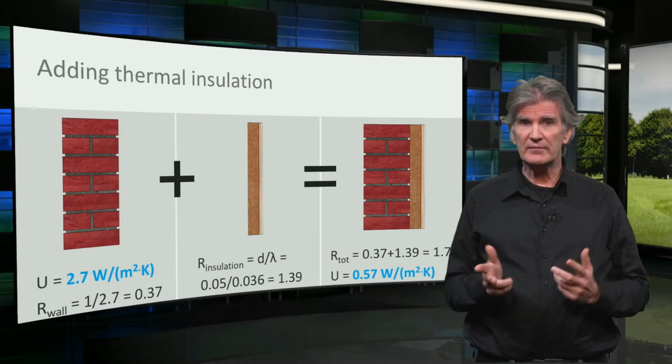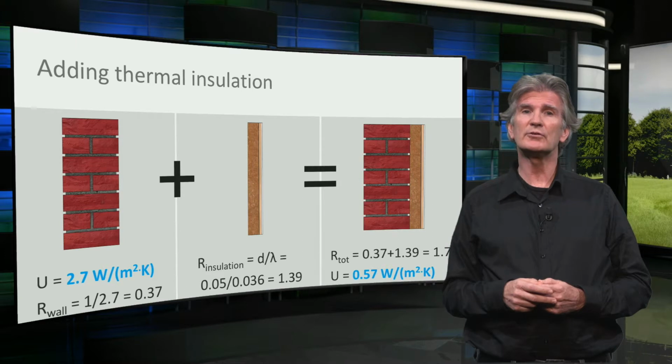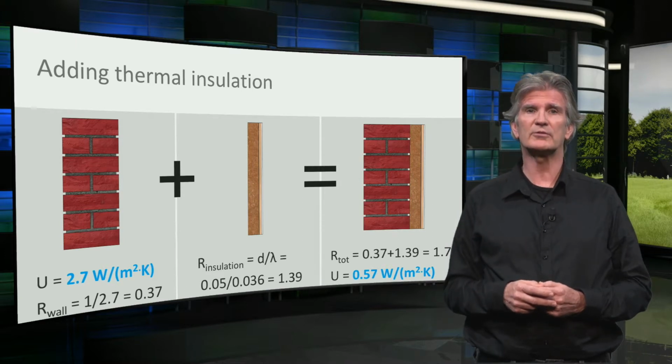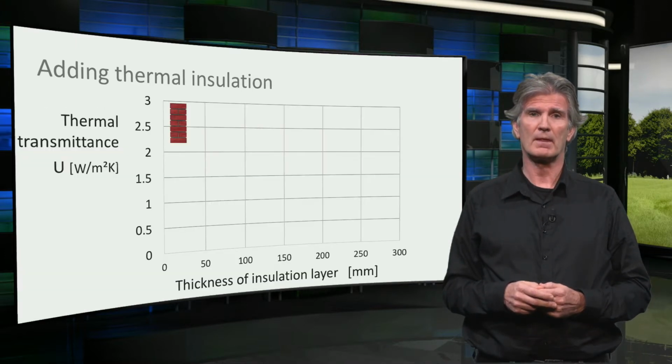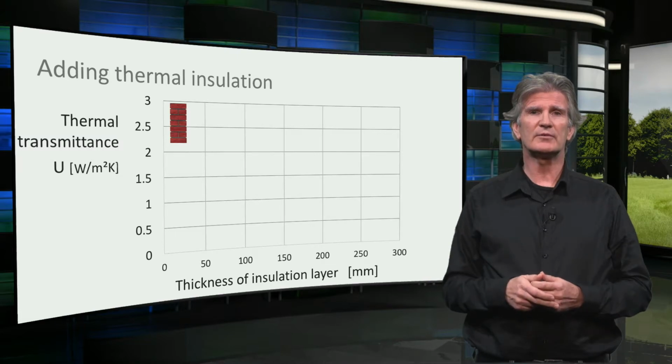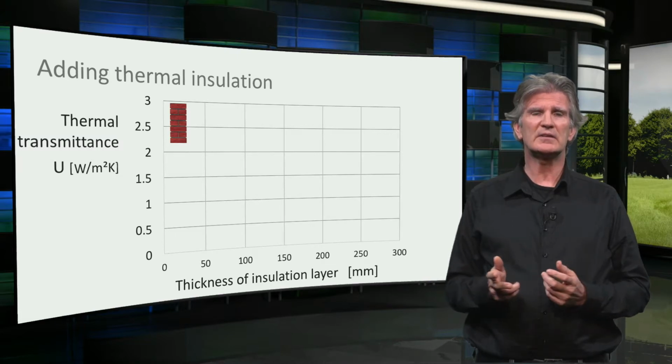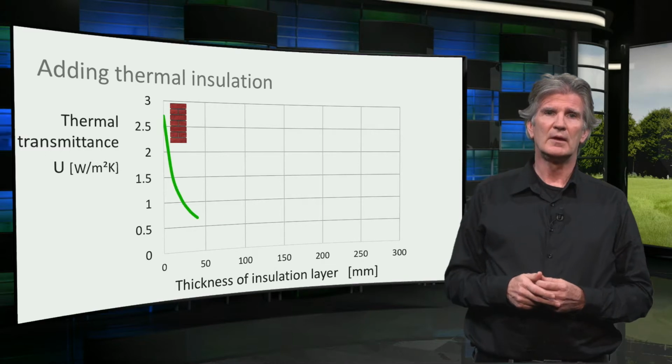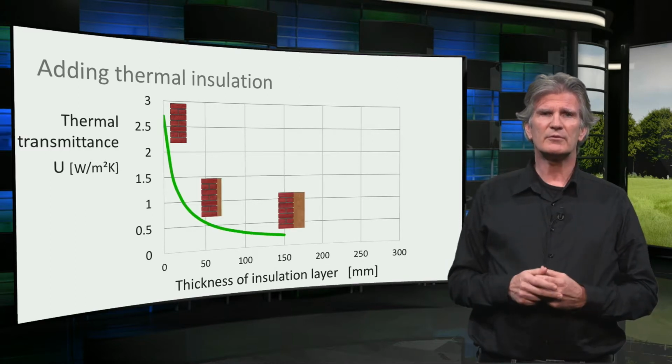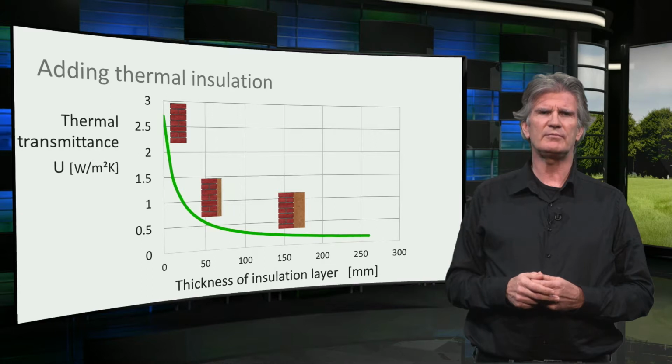So, adding 50 mm of insulation material reduces the heat transmission losses by almost a factor of 5. You can do this calculation for different insulation thicknesses, and then you get this graph. What you can learn from this graph is that the first centimeters of insulation are the most effective.